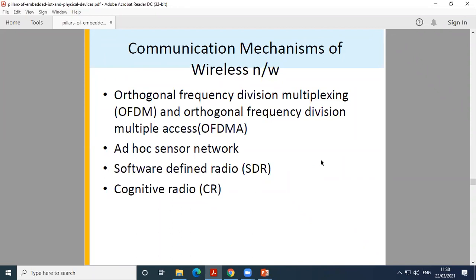This network provides connectivity to two or more mobile devices on a temporary basis without any infrastructure. The ad hoc network requires very little administration, is low cost, and can be deployed in remote geographical areas. This network can be integrated into larger networks like the internet. That is the ad hoc sensor network. The second one is software defined radio, SDR.